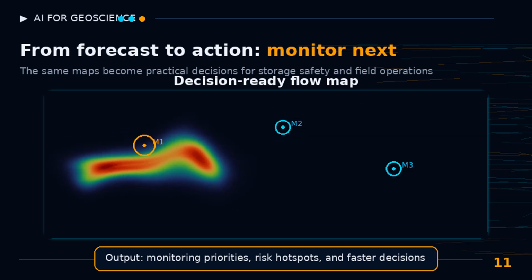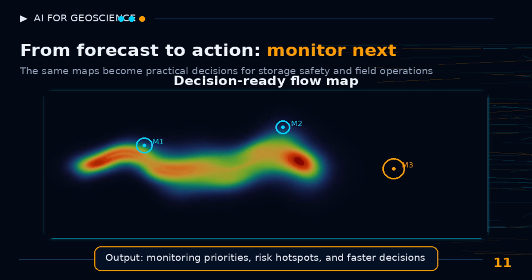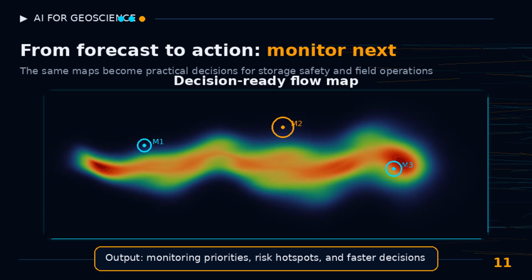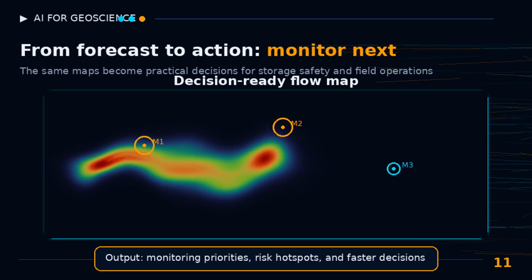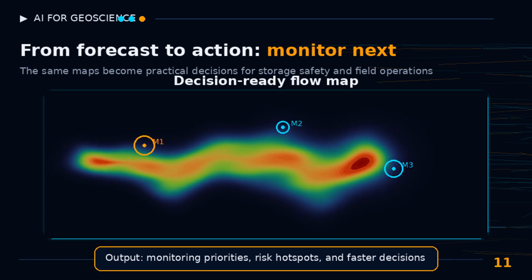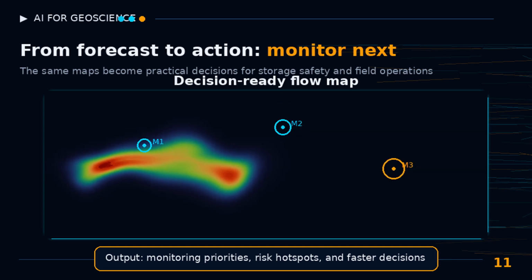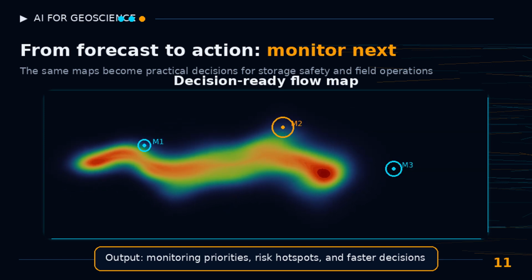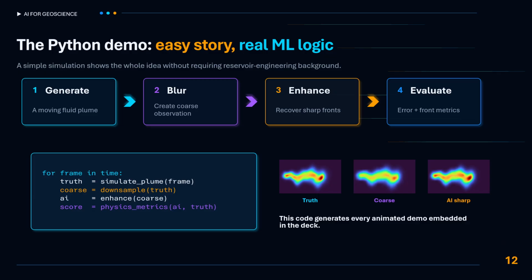For carbon storage, this can support leakage monitoring. For hydrogen storage, it can support safe cycling. For geothermal energy, it can support heat front tracking. Now let us look at the simple Python logic behind the demo. This slide explains the Python demo in a simple way.